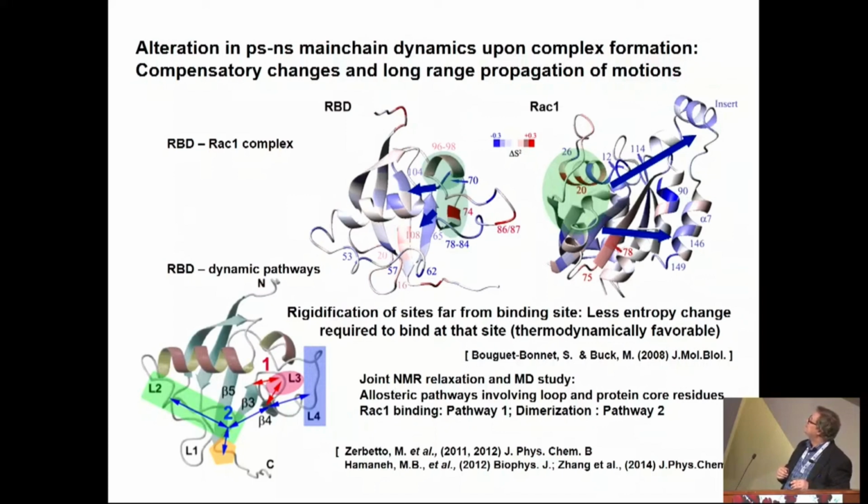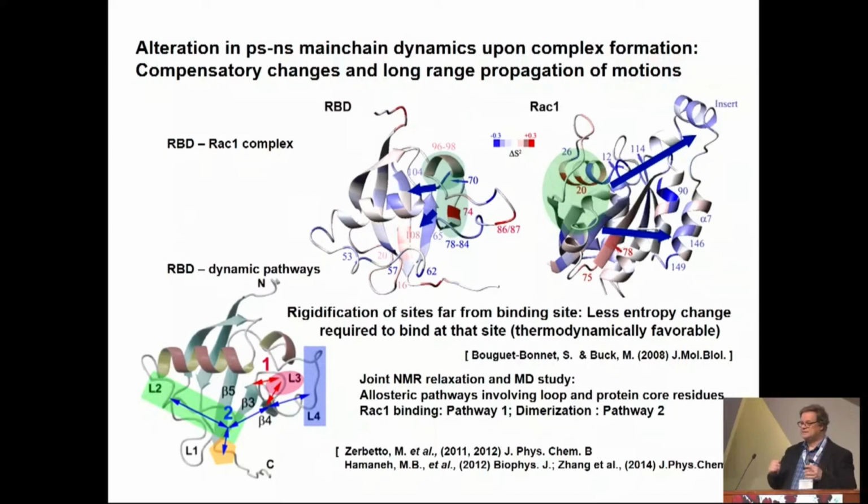The typical switch 1 and 2 regions are interacting over here. But how do the dynamics, the internal fluctuations in the protein, change when these two interact? And we saw here that there was some rigidification, but also more flexibility on the side of the plexin domain. But on the side of the RAC1 GTPase, we had quite long-range rigidification of the structure.